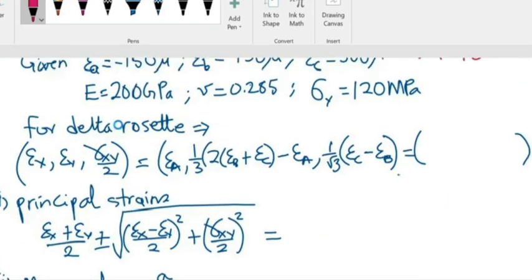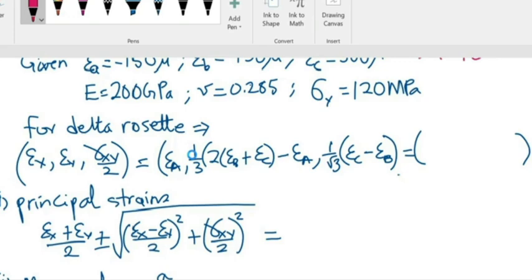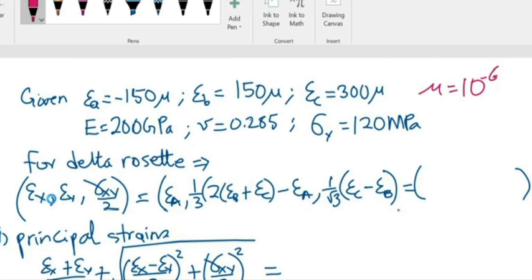Given this, the equation for the principal strain is EX plus EY, and so on. We can substitute and determine our principal strain. First, we have to determine EX, EY and the shear strain from the delta rosette. Though we are not asked to prove, if you know the formulas, you can just go ahead; if you don't know, you can prove them. EA here is minus 150. EY is from a formula, so we have to input and get the value.